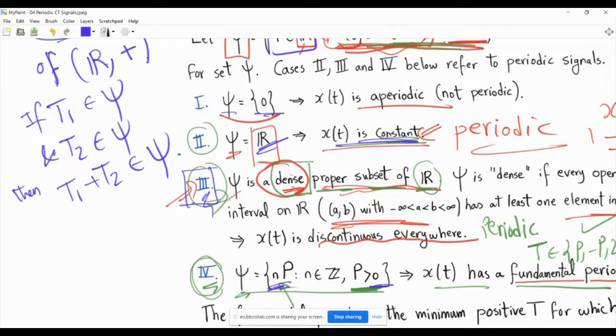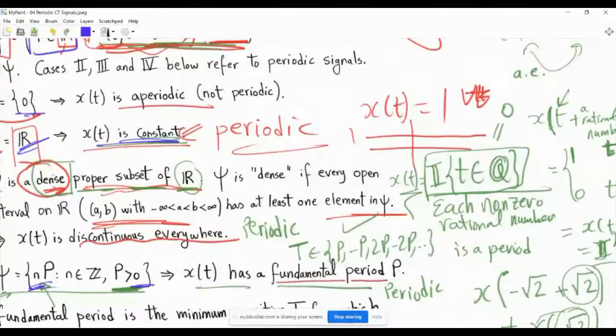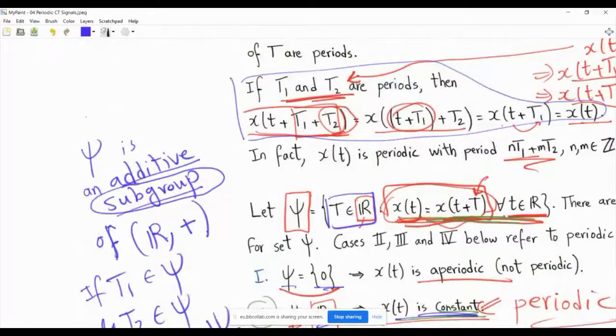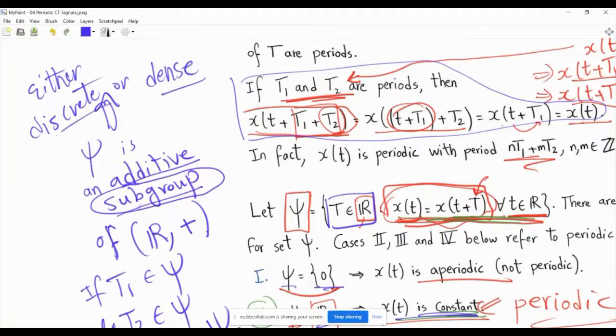And psi can be this weird thing. Most likely this is maybe new for some of you: psi can be a dense proper subset of R, and we have those signals like this one here, which is a periodic signal where all non-zero rational numbers are periods, and the irrational numbers are not periods. So this is an exhaustive classification, and it relies on the result that if you have an additive subgroup of R, it's either discrete or dense.